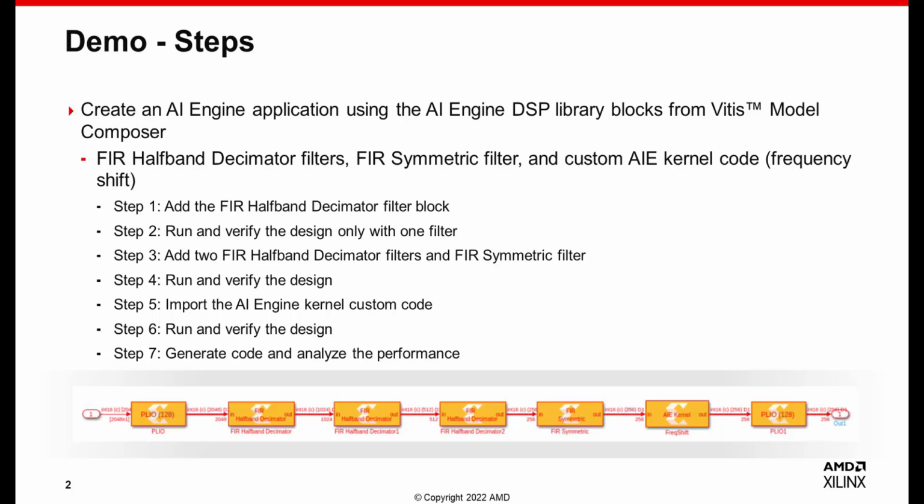In step 3, we will add 2 more FIR out-of-band decimator filters and a FIR symmetric filter in cascaded form. In step 4, again we run the simulation and verify the design. In step 5, we import the AI Engine custom code and connect this block to the rest of the system. In step 6, again we run the simulation to verify the output. And in step 7, finally we generate the code and run the AI Engine simulation to analyze the performance.